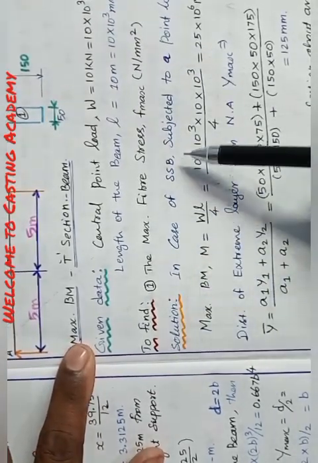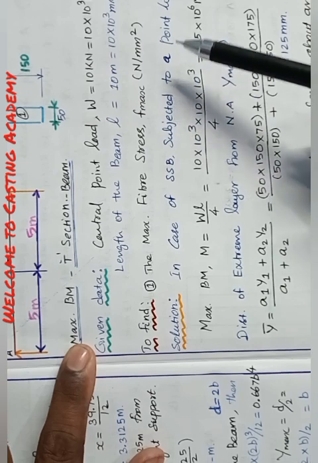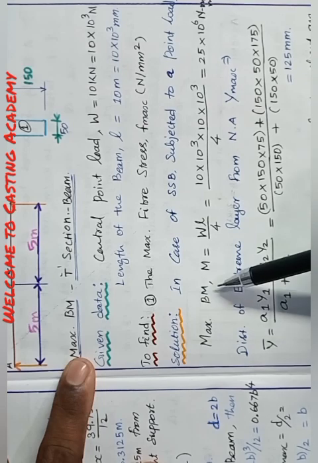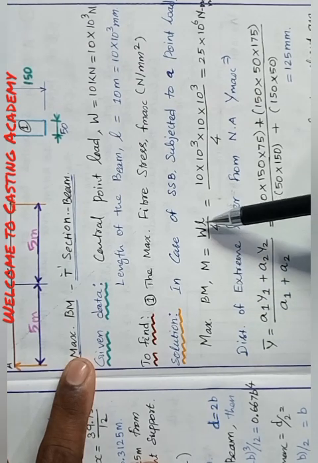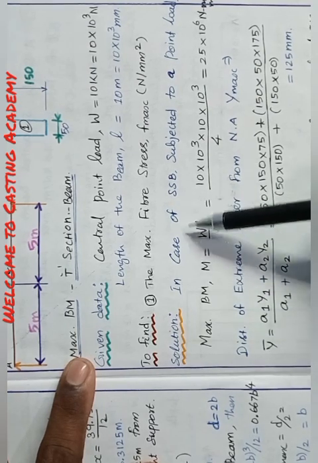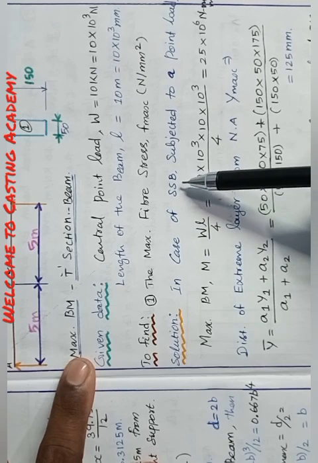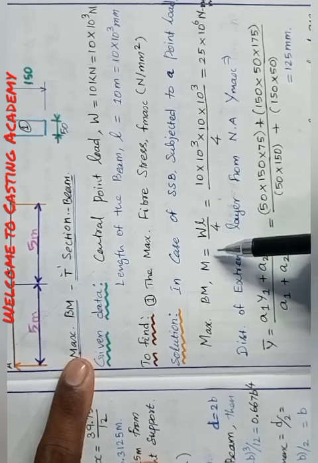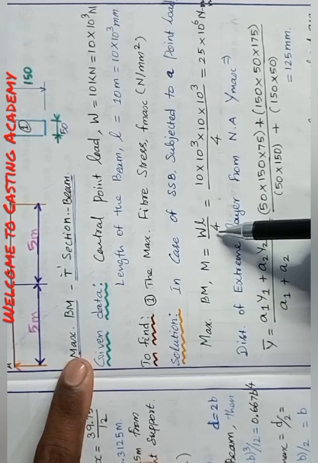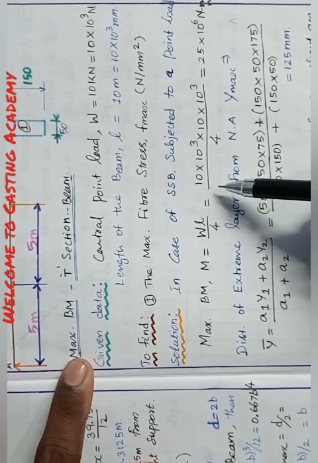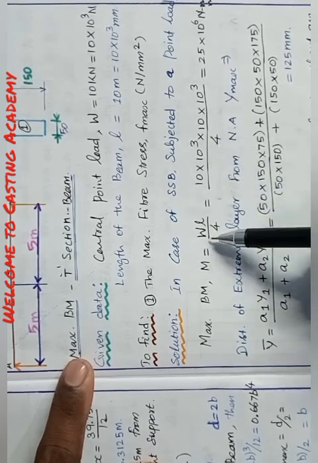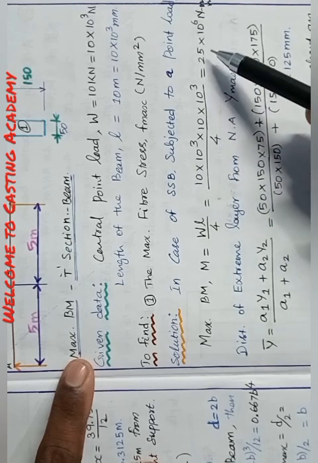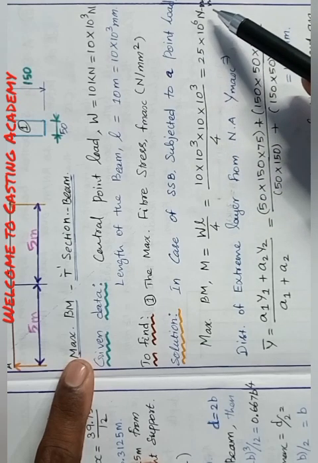Solution. In the case of a simply supported beam subjected to a central point load, the maximum bending moment M equals WL divided by 4. So M equals 10 into 10 power 3 into 10 power 3 divided by 4, which equals 25 into 10 power 6 Newton mm.